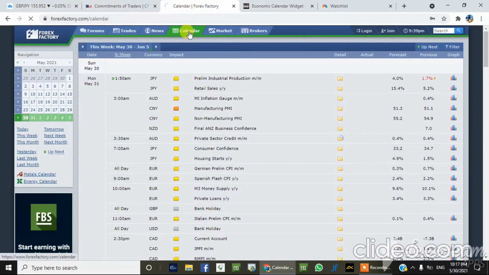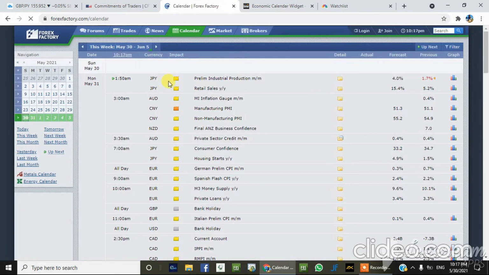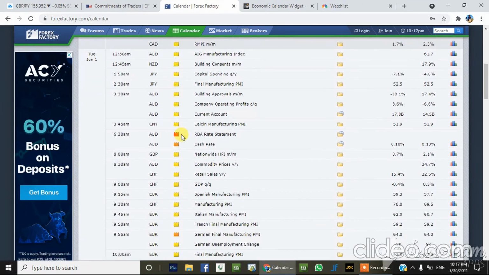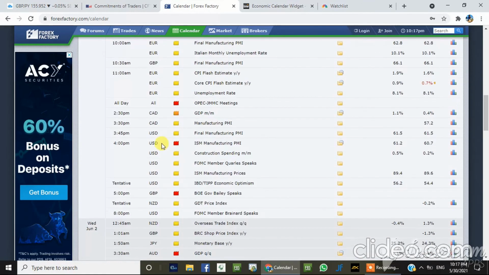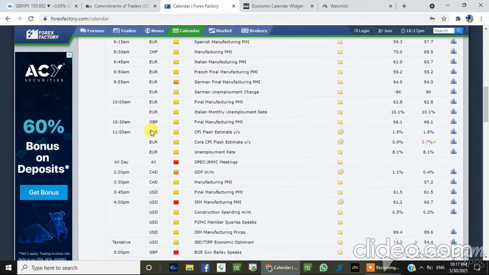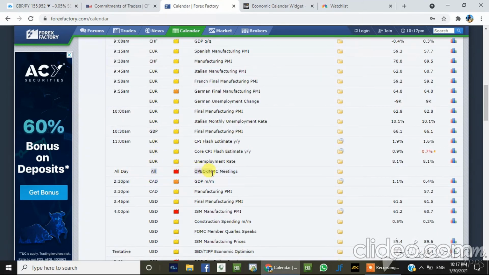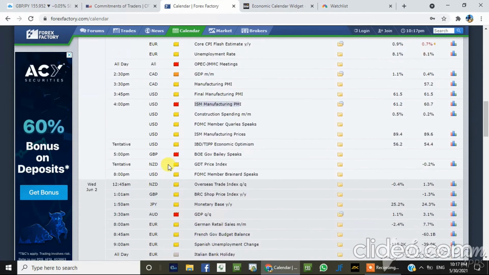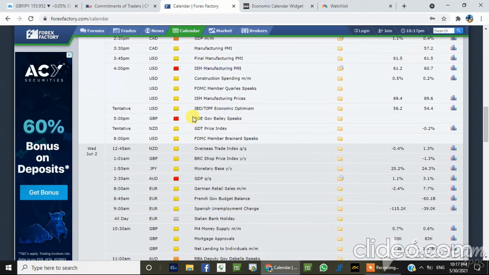Let us analyze the fundamentals. Let's see what we have in the coming week. On Monday we don't have strong news. On Tuesday we have AUD news, the RBA rate statement, at 6:30 a.m. So on Tuesday we will trade AUD with the members. Also on Tuesday we have an all-day event, which I don't trade. Then at 4:40 we have USD manufacturing PMI. We'll trade this one, and at 5 we have GBP, the government will be speaking, so we'll trade it.